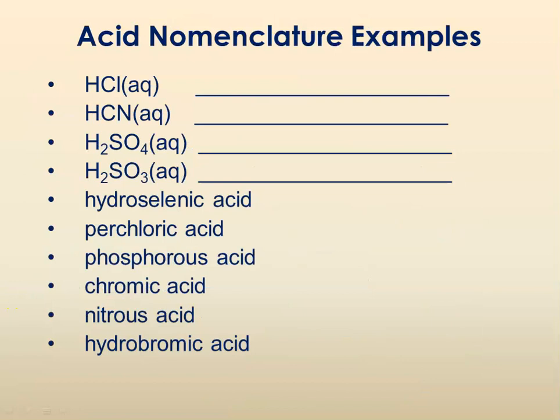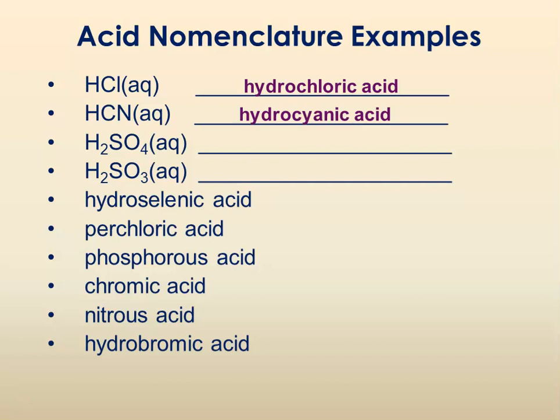So here are some examples. We're going to start with formulas and work our way to names. Then we're going to take names and turn them into formulas. Here we have HCl. So Cl is coming from chloride, so that would become hydrochloric acid. HCN is not straight from the periodic table. Most of your -ides are from the periodic table, but CN is cyanide, so it's going to follow the same naming system as HCl did. -Ides start with hydro and end with -ic, hydrocyanic acid.